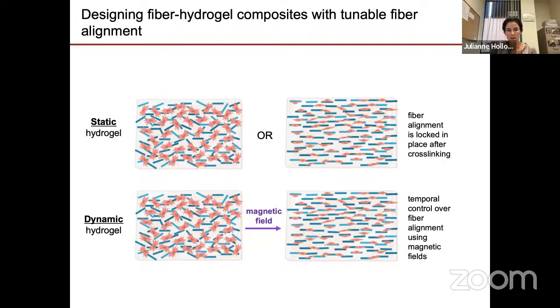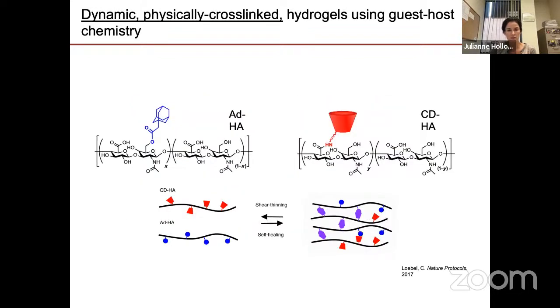And so the dynamic hydrogel, since that's newer, I'll just go over this quickly. We used a guest host hydrogel with adamantane and cyclodextrin. This forms a guest host complex, which itself rapidly forms, so it's self-healing. But when you provide a force, these complexes will shear, and so it'll go to the liquid form, and it can go back and forth quite rapidly.